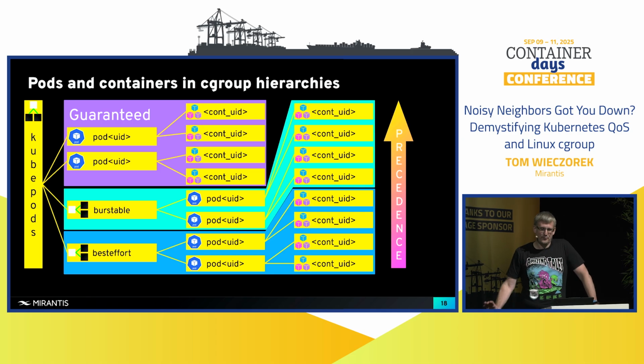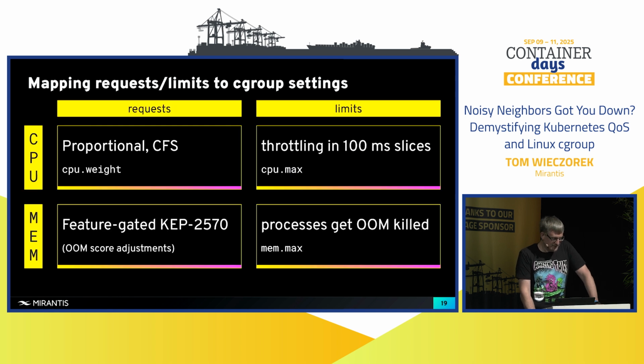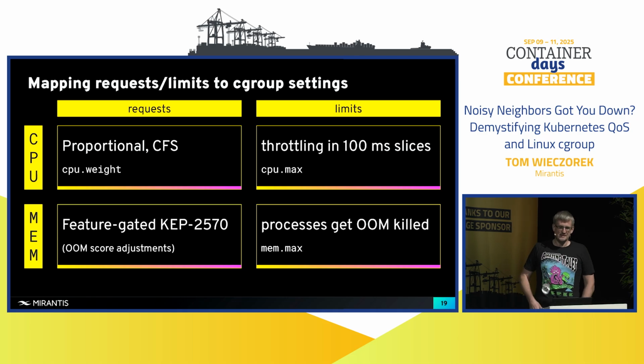And that's also the precedence, right? So from bottom to top in this picture, they're more important, right? And used by the kernel. Okay, the actual mapping from Kubernetes resource requests and limits to cgroup settings looks as follows.